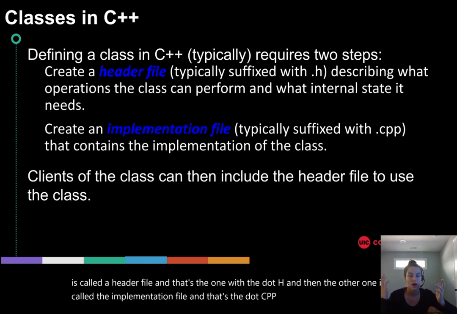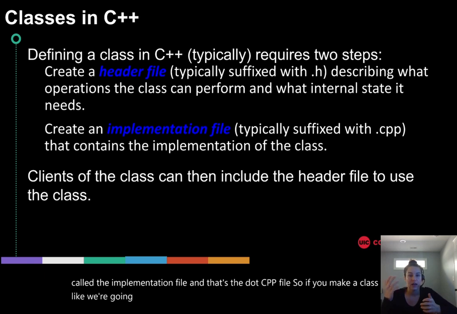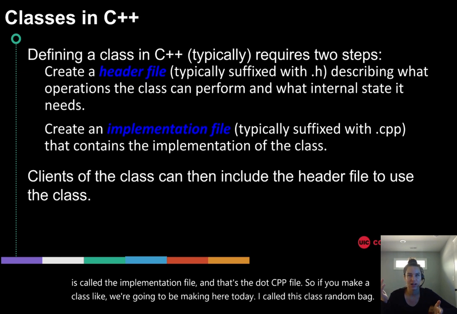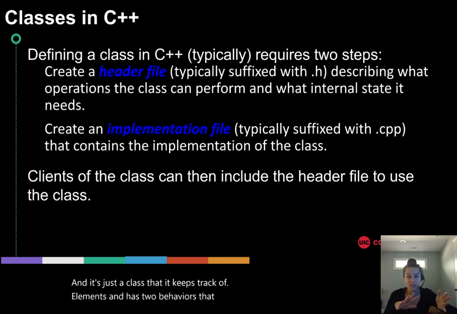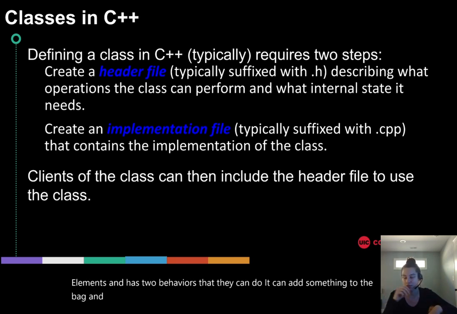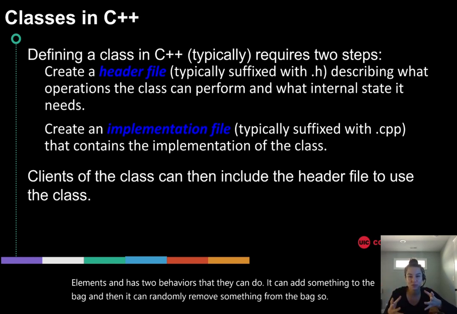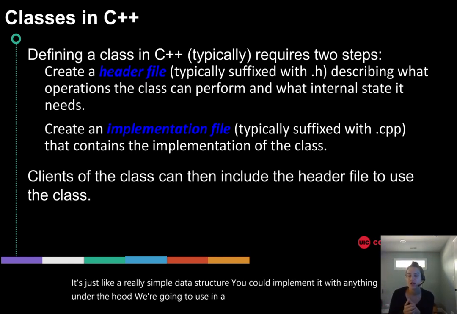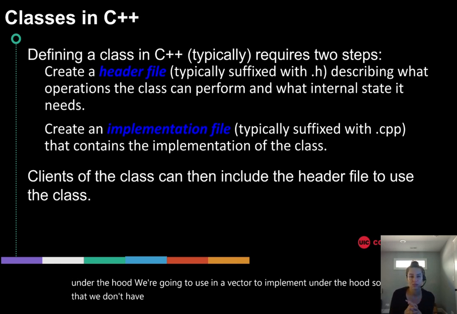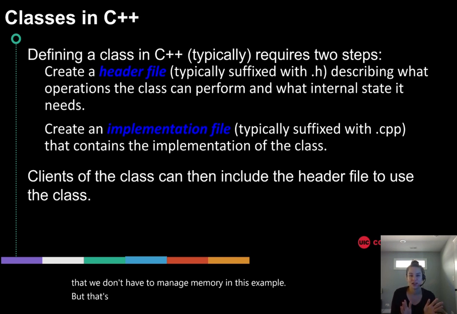If you make a class like we're going to be making here today, I called this class random bag, and it's just a class that keeps track of elements, and it has two behaviors. It can add something to the bag, and then it can randomly remove something from the bag. So it's just a really simple data structure. You could implement it with anything under the hood. We're going to use a vector under the hood so that we don't have to manage memory in this example. But that's all this class is going to do.